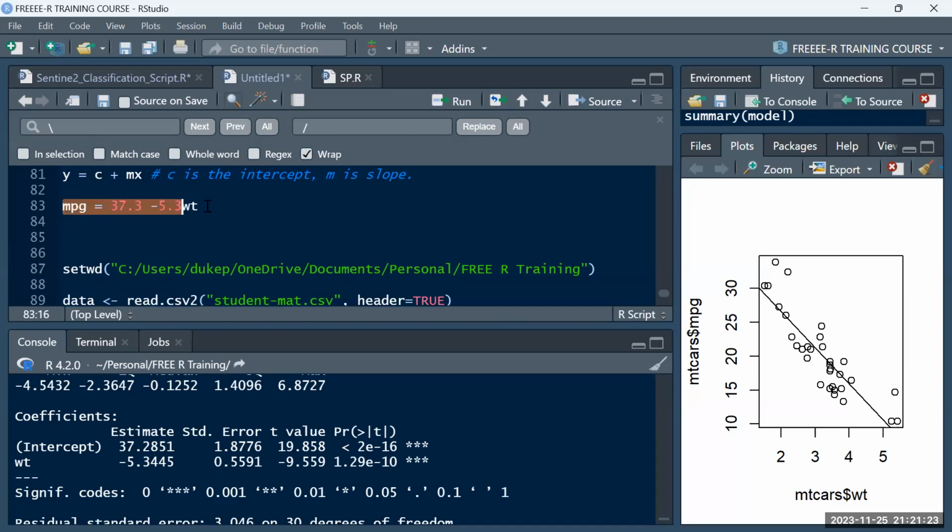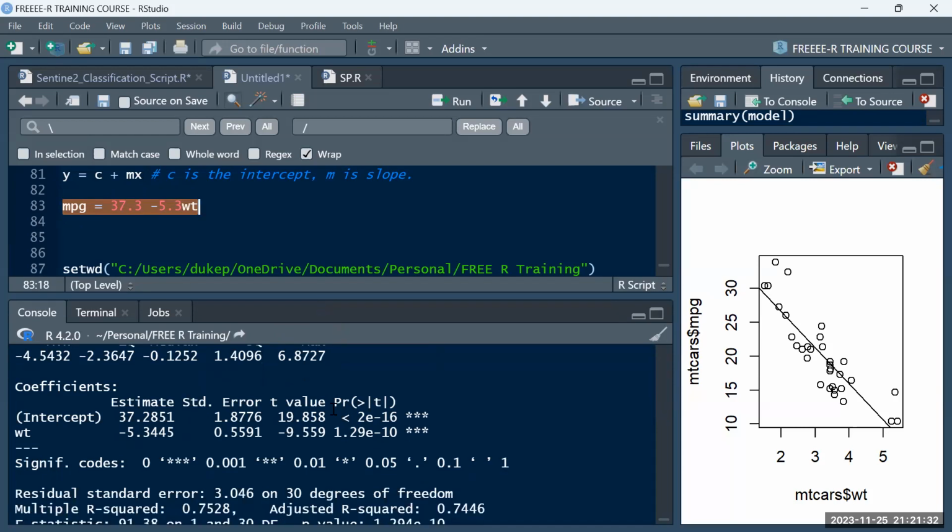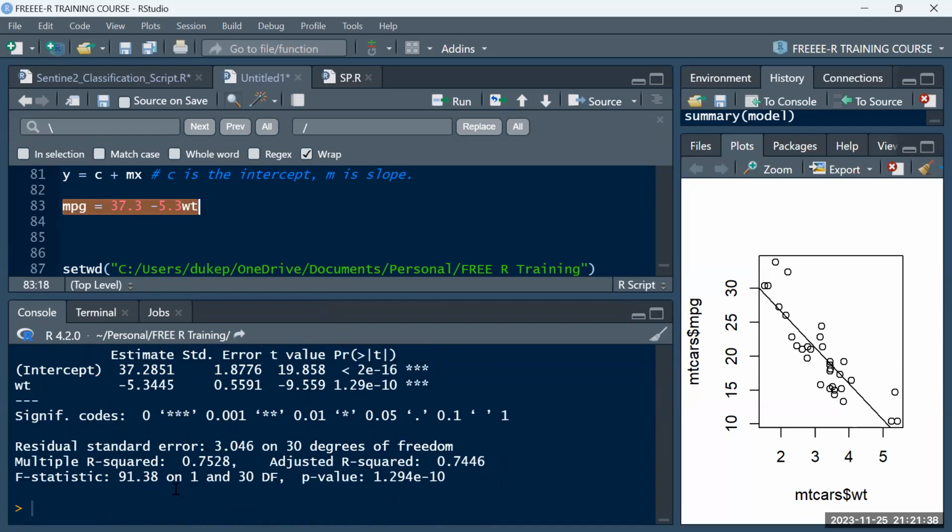This equation is the equation of the line that represents the data. But you want another parameter, not just this equation: how well does this equation represent this data set? It represents it by 75%, and that is what this R squared will tell you. There's another one called adjusted R squared. You can read more about all this.